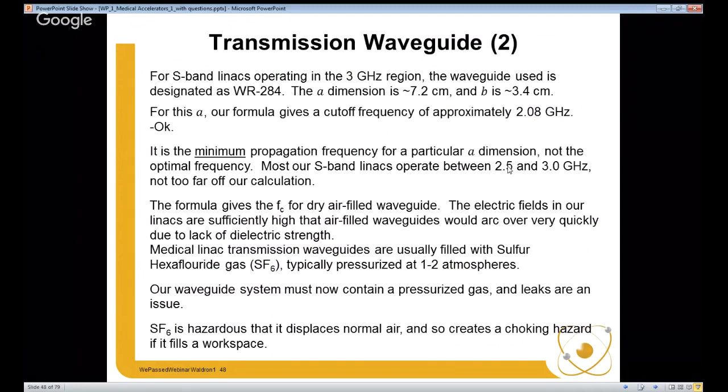And most of our equipment operates between 2.5 and 3 gigahertz. Furthermore, this formula gives the cutoff frequency for a dry air-filled waveguide. If our waveguides were filled with air, they would arc over very rapidly. Air simply doesn't have enough dielectric strength to withstand the strength of the electric fields we're putting through there. Most medical Linacs have waveguides pressurized with sulfur hexafluoride gas, typically at about 2 atmospheres. So from a maintenance perspective, we now have this other problem in that we have this really hazardous gas in there that we have to keep tabs on. Should the pressure drop low enough, of course, we'll lose that dielectric strength and things will get nasty pretty quick.